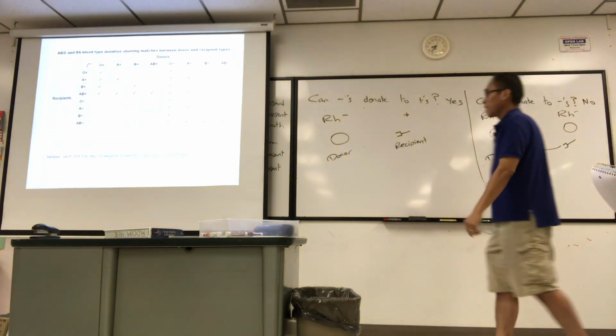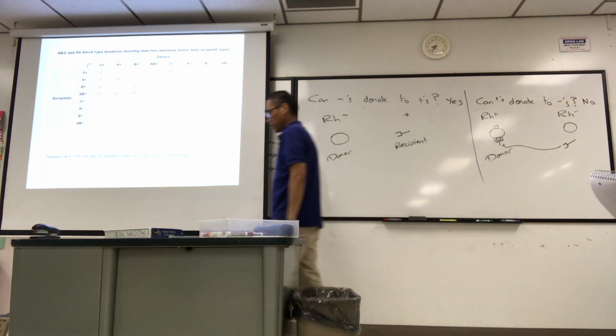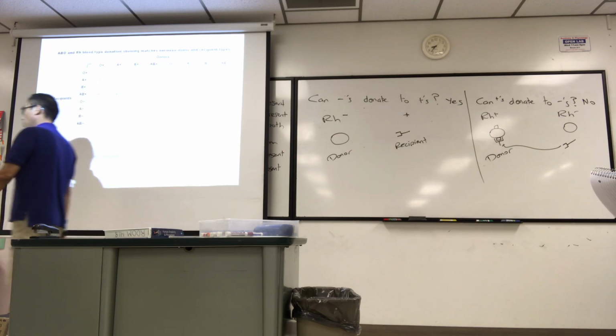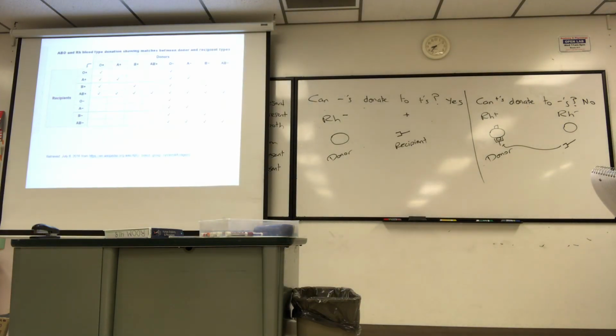So positives cannot donate to other people who are negative. Okay, so that's one general thing. But it's the same logic. The antigen's there or not, the antibody's there or not, and prevent a cross reaction. What are the other generalities?